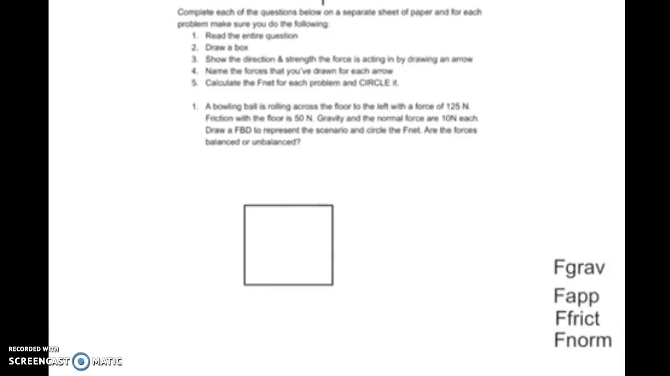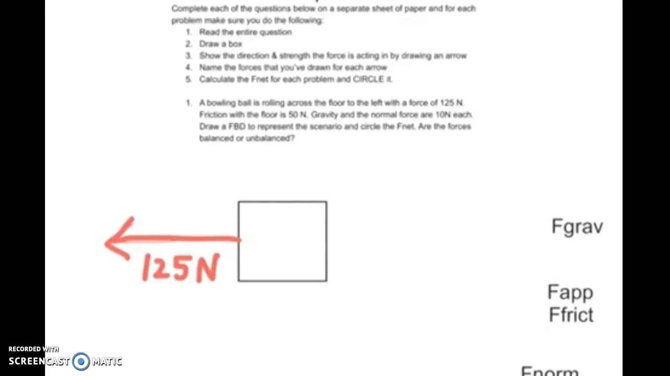The problem itself says a bowling ball is rolling across the floor to the left with a force of 125 newtons. For that, we are going to go ahead and draw an arrow to the left. Remember, the vectors always need to come out of the box. We are going to label it with 125 newtons. And then we also need to label what type of force that is. That is going to be applied force.